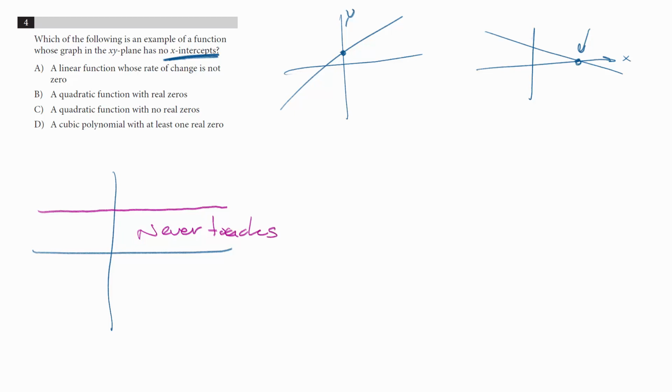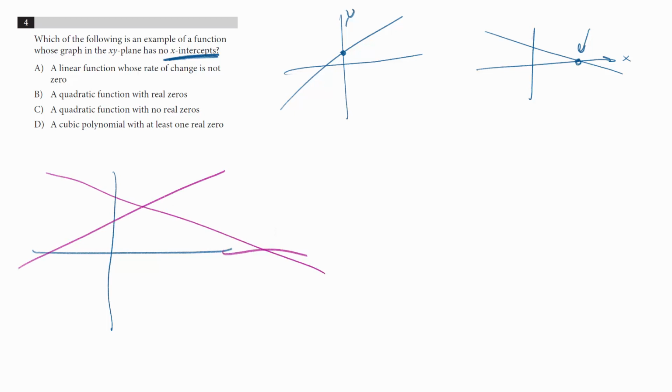This one does have, when it is non-zero, it indeed will never touch the x-axis, but that's not what the first option says. A linear function whose rate of change is non-zero. So if it is non-zero, that means it's either going up like this or down like this, which means at some point it'll touch. So it is not a quadratic function with real zeros.